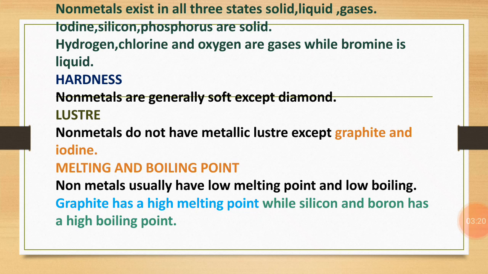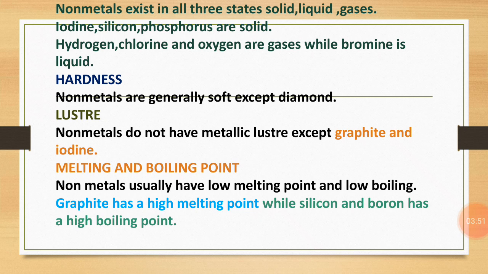Next is about hardness. We know well that metals are generally hard, but there is some exceptional case that we have studied: sodium and potassium are examples of two soft metals. But non-metals are generally soft. Non-metals are generally soft, but there is one exception here, diamond. Diamond is a non-metal which is the hardest substance known. So diamond is the hardest non-metal.